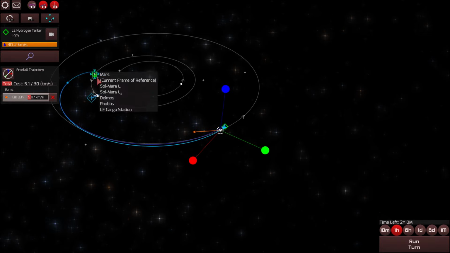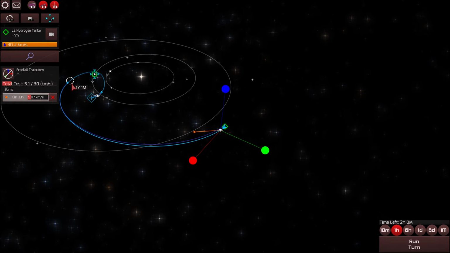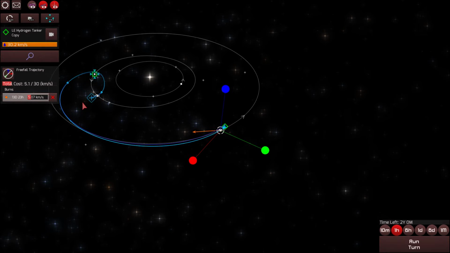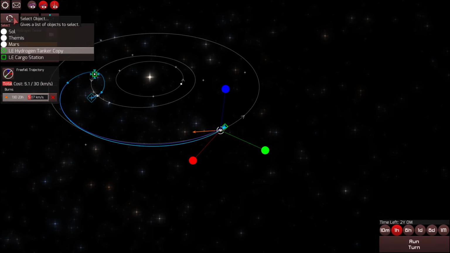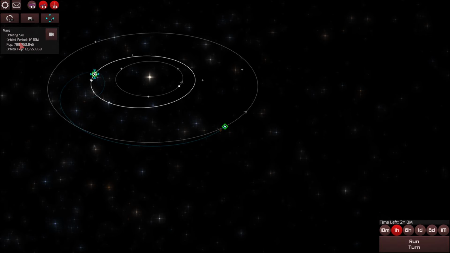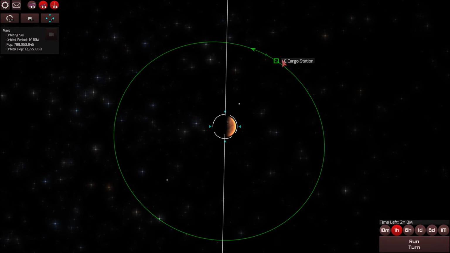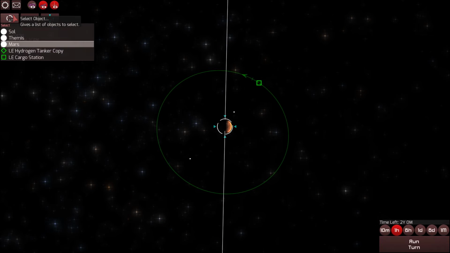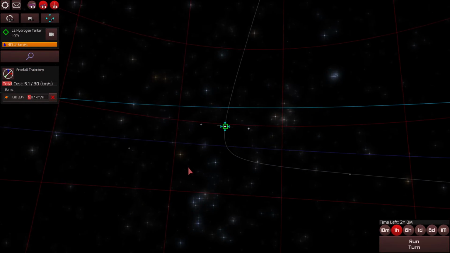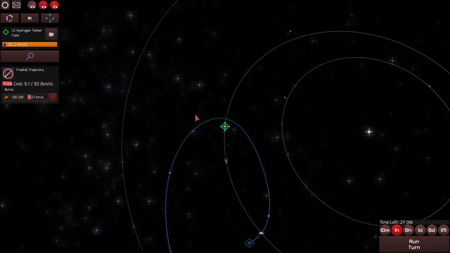So we're on our way to Mars, but we'll need to do some adjustment burns partway there so we can make sure we actually get into Martian orbit. So let's select Mars now, center our view on there and zoom in. So here's Mars. There's the cargo station we're trying to rendezvous with. And let's select our hydrogen tanker again. As you can see, we are quite a ways away.